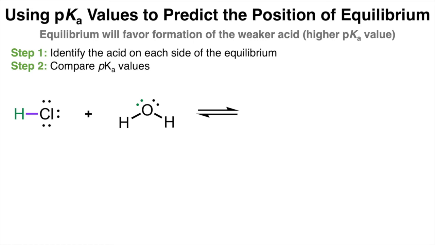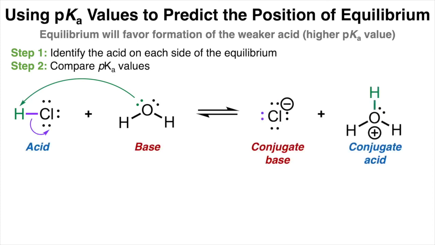Lastly, we're going to use pKa values to predict the position of equilibrium. One thing to remember is that equilibrium will favor the formation of the weaker acid, meaning the acid with a higher pKa value. To do this, first we should identify the acid on each side of the equilibrium. So if you're given the acid and base, remember that the base is the proton acceptor and the acid is the proton donor, which will form your products, a conjugate base and a conjugate acid.